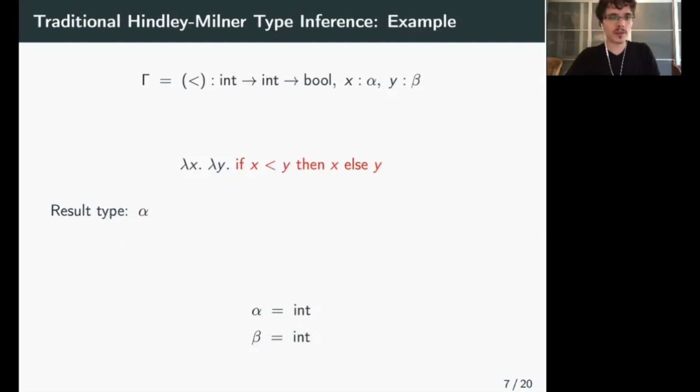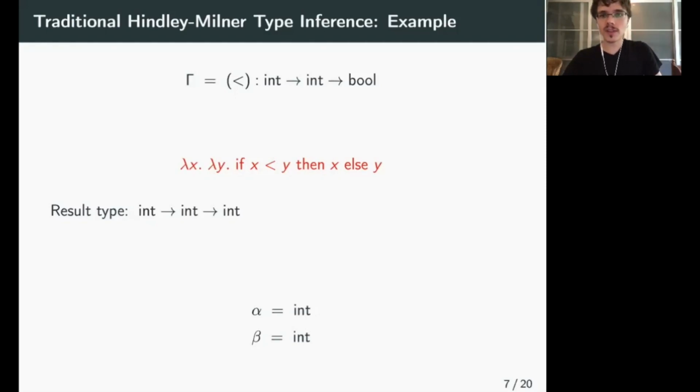The result type of the if then else is alpha. So the result type is int because we have unified int with alpha. The result type of the inner lambda is beta to int, which is int to int. And the final result type is alpha to int, which is int to int to int.